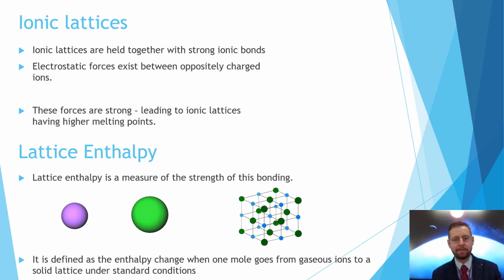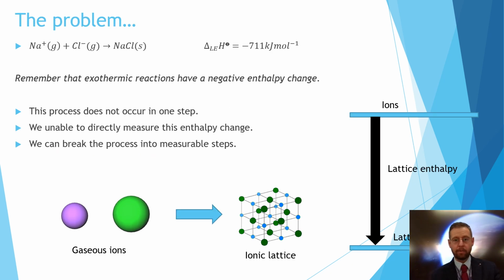But what is it between? Well, we define it as being the enthalpy change when 1 mole goes from gaseous ions into the solid lattice. And we are really precise about from what to what, as we shall soon see. It is very important. So here is a spoiler warning. The lattice enthalpy of sodium chloride is minus 711 kilojoules per mole.